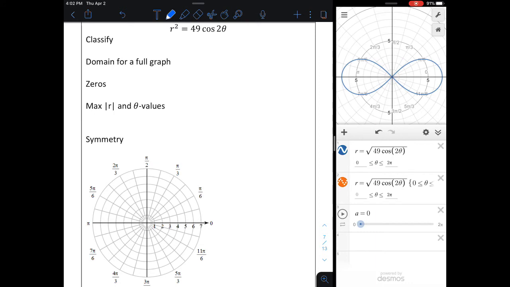And in fact, that is going to make the same graph as if I typed it implicitly with r squared. And so it's already typed in here. This is a Lemniscate curve. And we want to find what the domain is for the full graph. Now, one thing you'll notice is if you pay close attention to the graph over here on the right-hand side, and I'm tracing this slider.